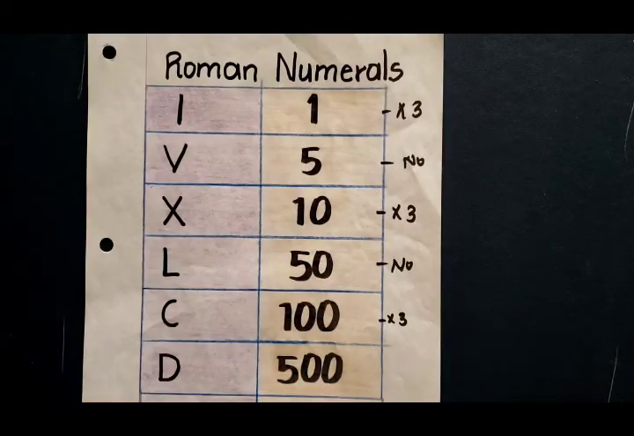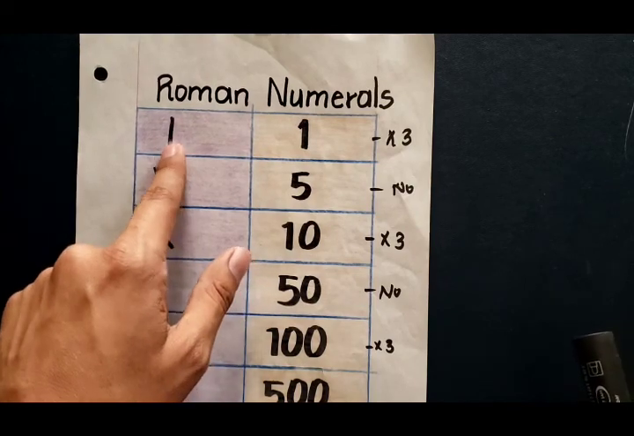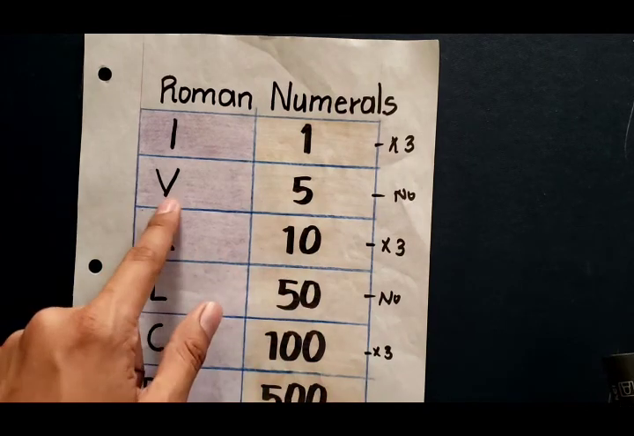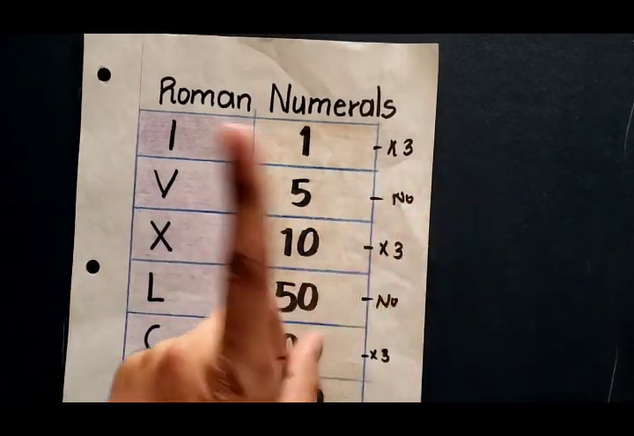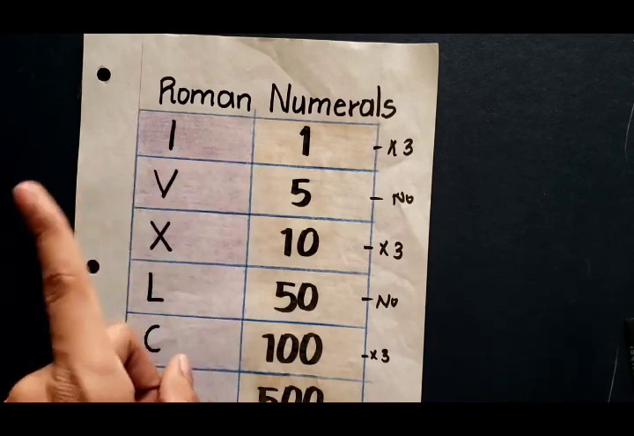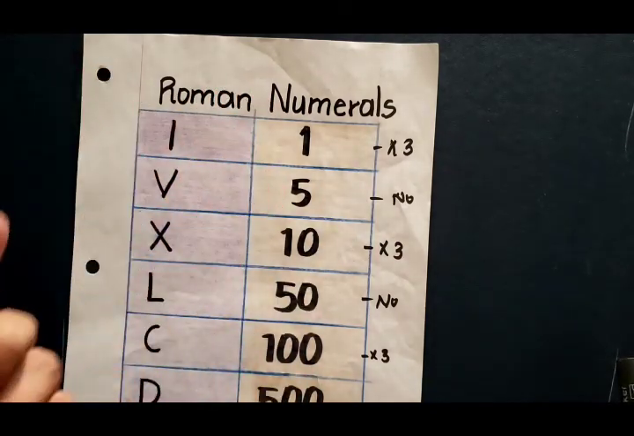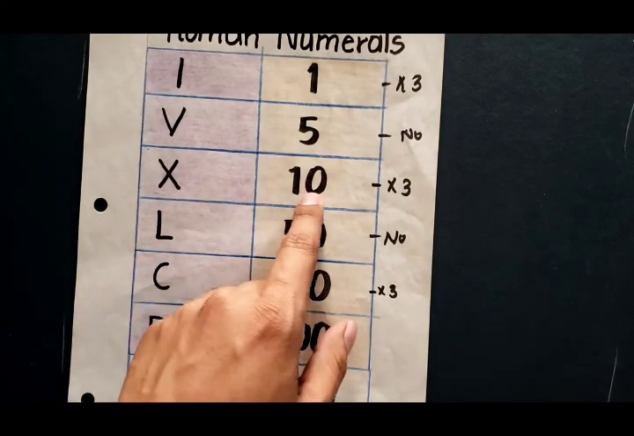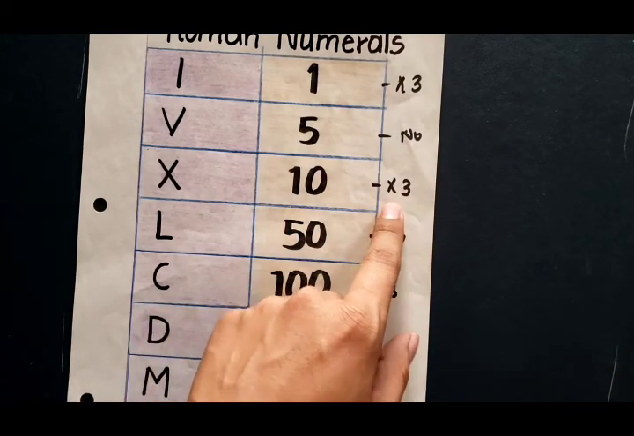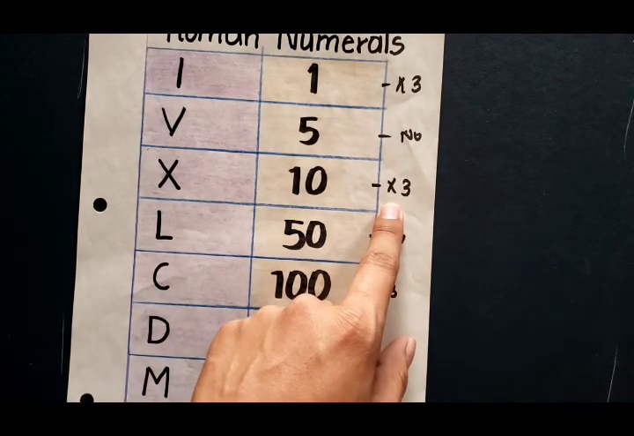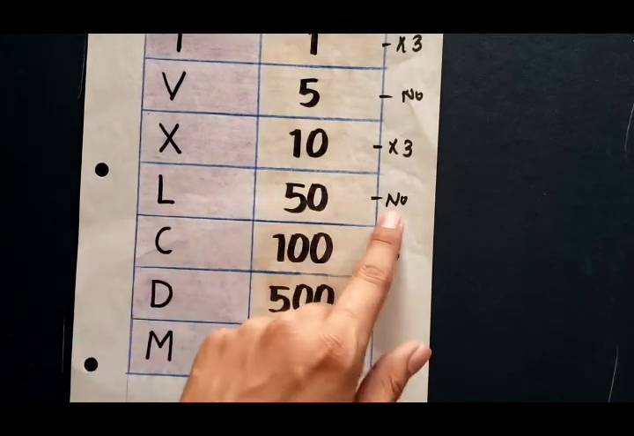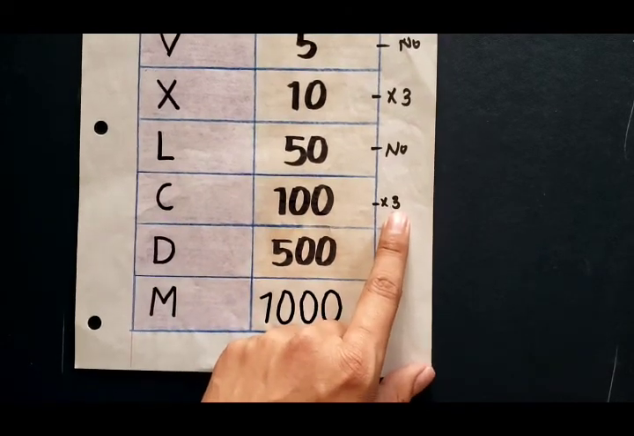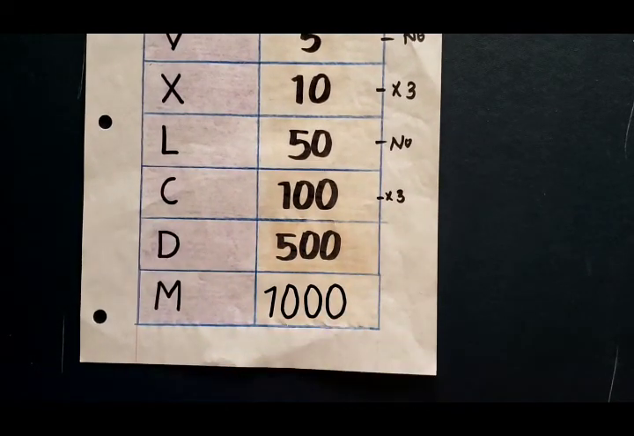There are some rules for Roman numerals. For instance, the line which represents 1 we can only repeat up to 3 times. The letter V, which represents 5, cannot be repeated. You cannot put it twice in a row. The letter X, which represents number 10, can be repeated up to 3 times, no more than 3 times. The letter L cannot be repeated. The 50 cannot be repeated. And the 100 can be repeated up to 3 times.